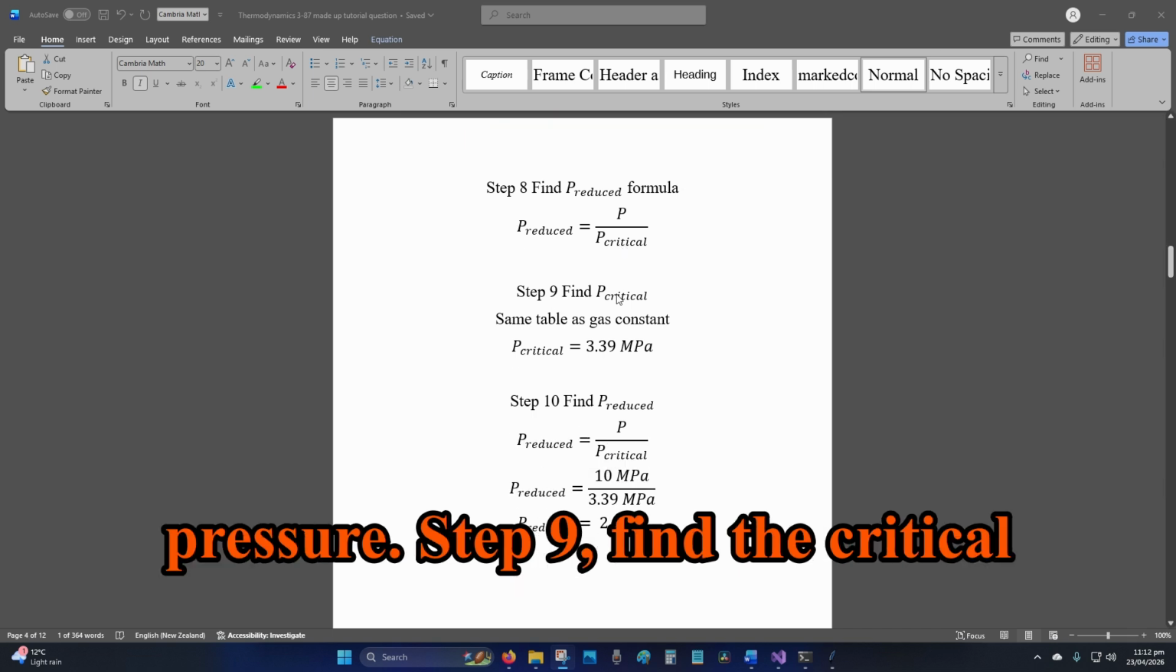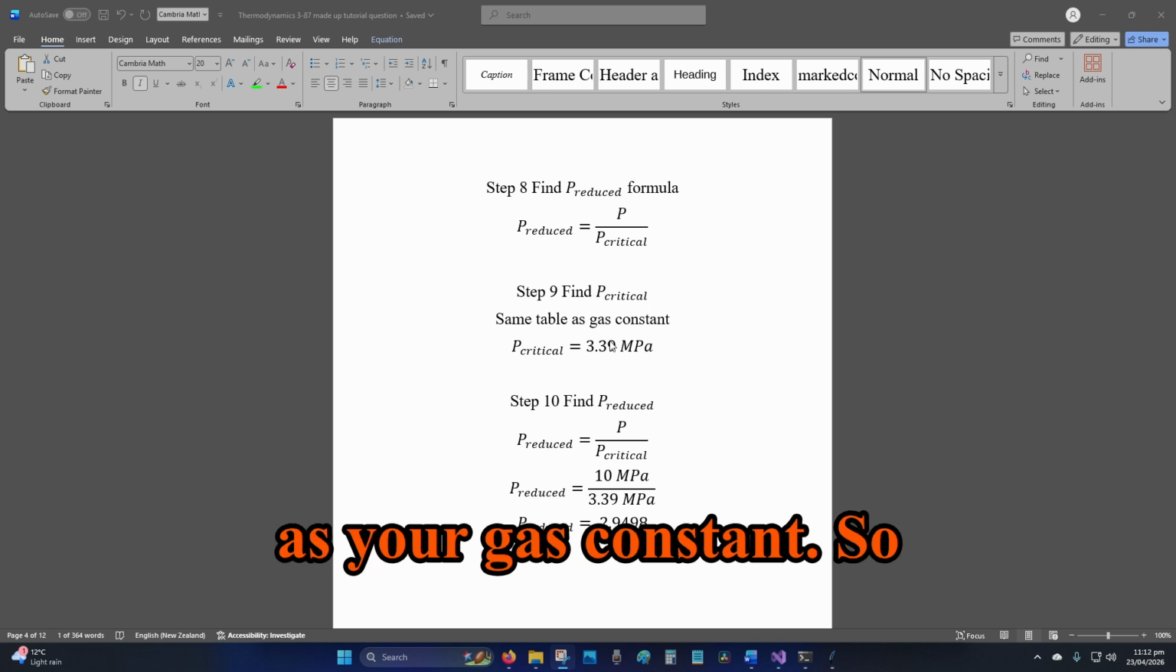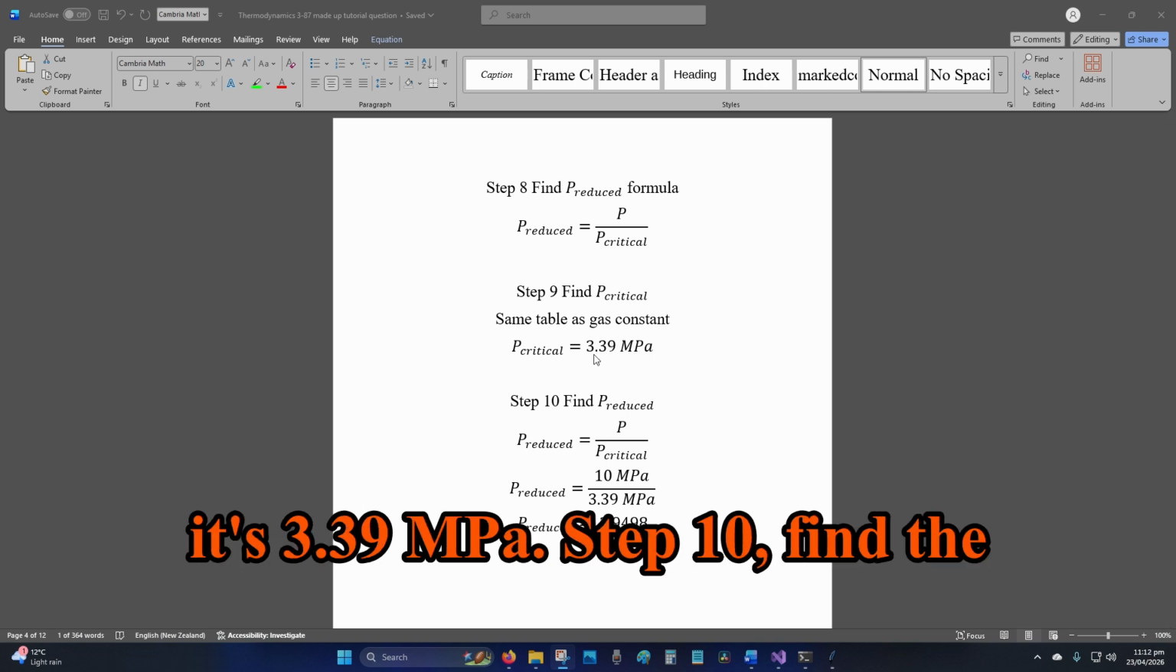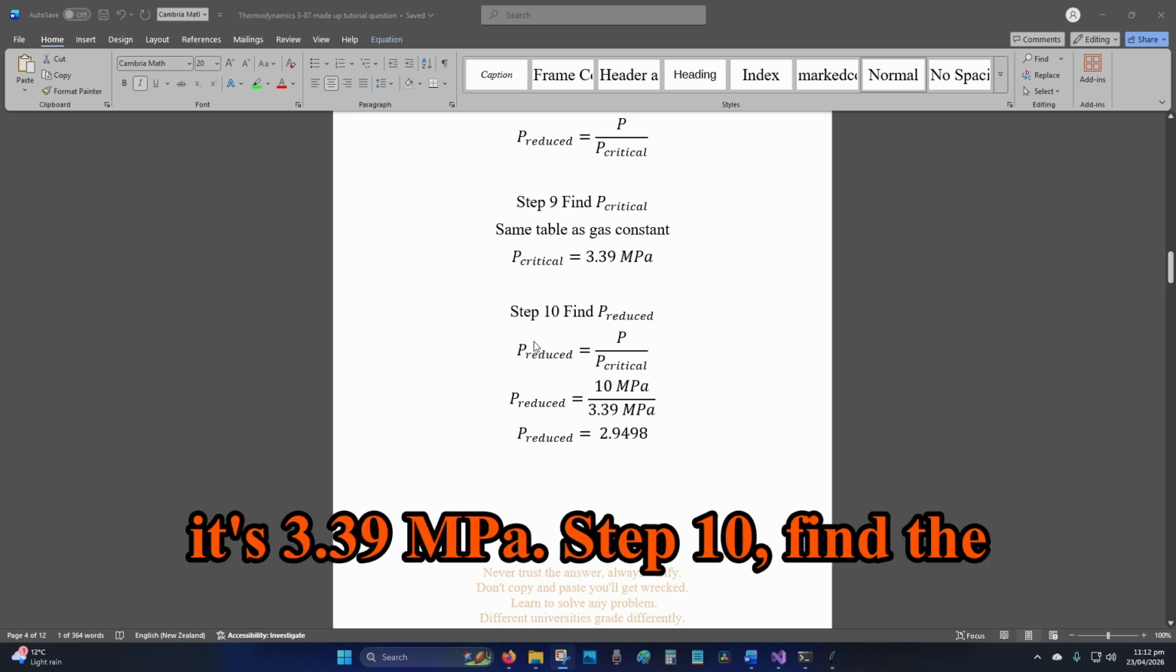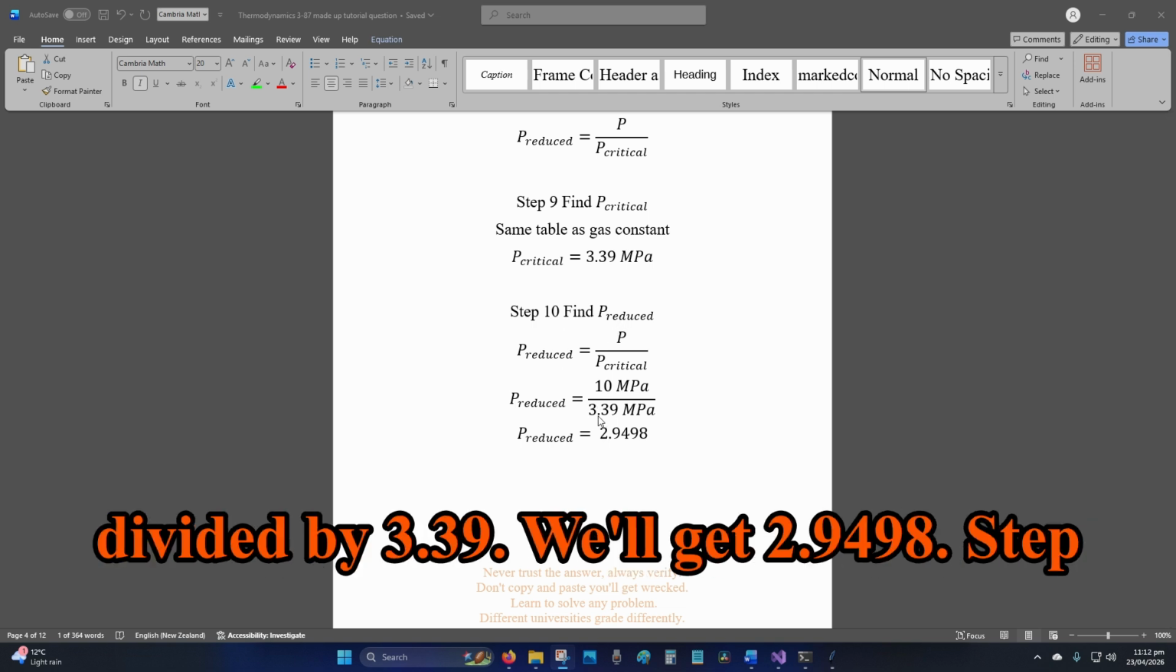Step 9, find the critical pressure. This is found in the same table as your gas constant. So it's 3.39 MPa. Step 10, find the reduced pressure. We plug and play. So 10 divided by 3.39, we'll get 2.9498.